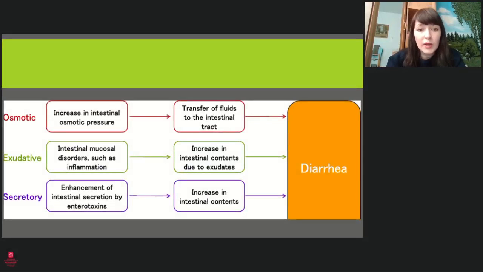In this scheme, you can see what pathogenic process leads to diarrhea. Osmotic diarrhea: an increase in intestinal osmotic pressure leads to transfer of fluid into the intestinal tract, and this leads to diarrhea. Exudative diarrhea: what process? Intestinal mucosal disorders such as inflammation. These changes lead to an increase in intestinal contents due to exudate, and this leads to diarrhea. Secretory diarrhea: enhancement of intestinal secretion by enterotoxins leads to an increase in intestinal contents, and this leads to diarrhea.